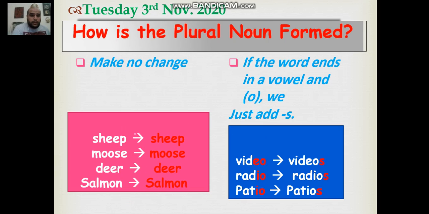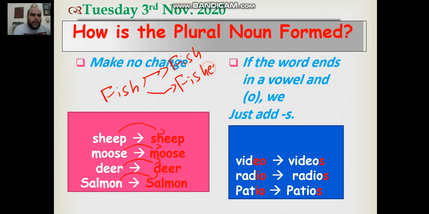Now some words, they're going to be the same. They're not going to change. Just like sheep, sheep, moose, moose, deer, deer, salmon, salmon. Fish, for instance, some people they say that it does not change. It does. Fish is going to be fish or fishes. What? Yes, and because here I have an SH, I'm going to add ES.